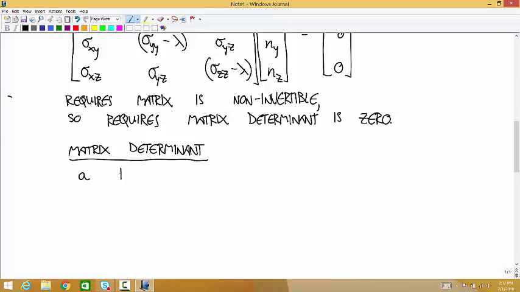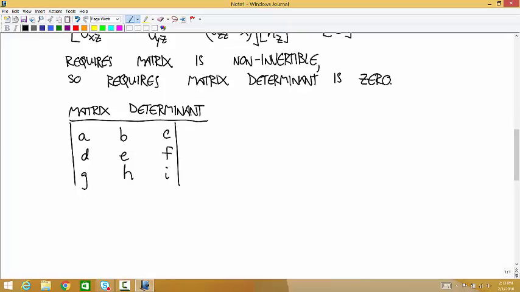So if your matrix is A, B, C, D, E, F, G, H, I. I'm going to call it I, even though you're not supposed to do that. I already called one E. Okay, so the matrix determinant, and you draw it as like absolute value of this matrix. You can calculate this way.